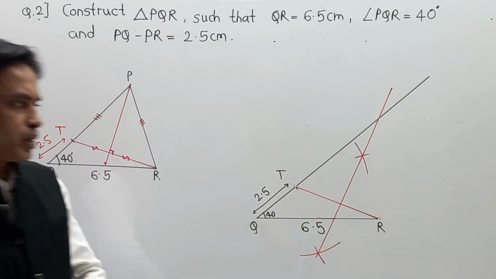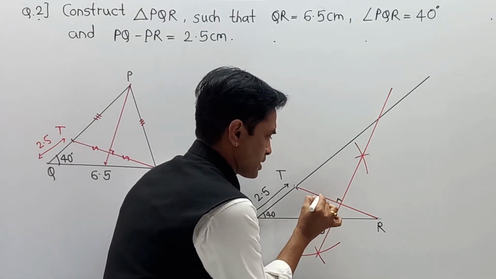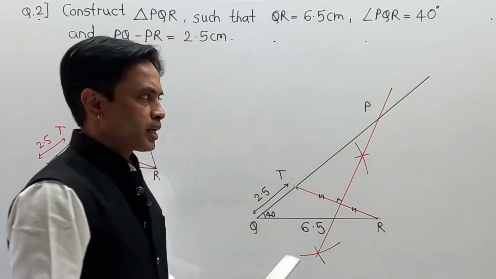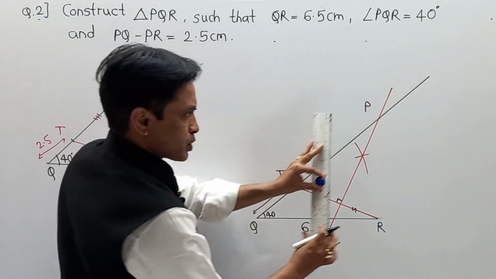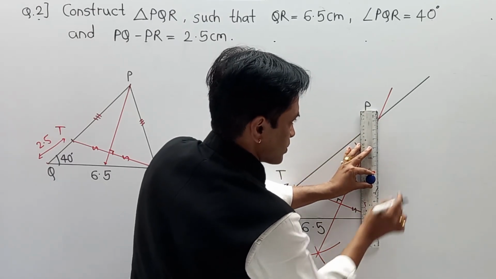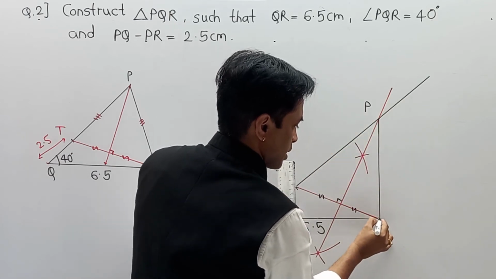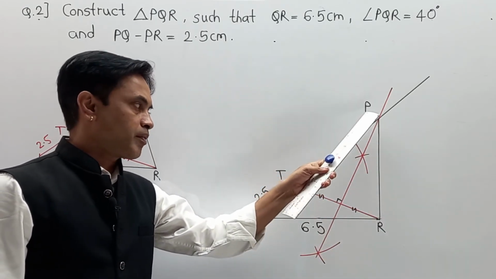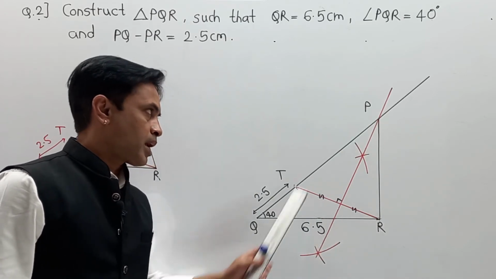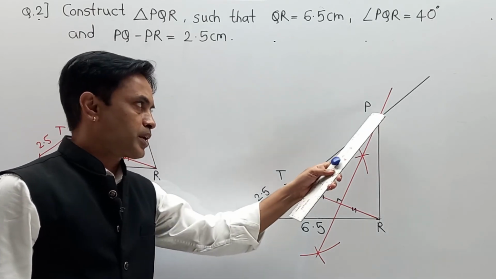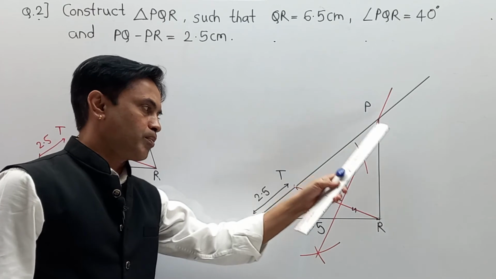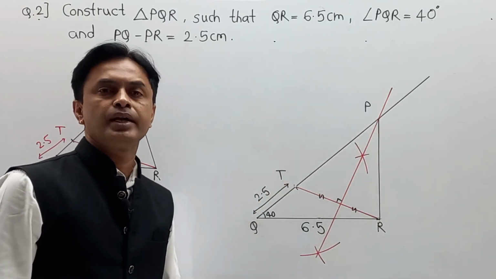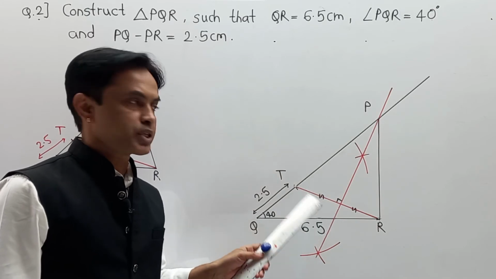Now in this way, as you have drawn the perpendicular bisector to this part, you are getting a new point over here, indicating this point as P. Now you have to join this P with R. And in this way your triangle PQR is ready, where base QR is 6.5 centimeter, angle PQR is 40 degree, and you can say that now PQ minus PR is equal to 2.5 centimeter, and in this way your triangle PQR is your main diagram. Student, during drawing please take precautions and draw it very systematically.